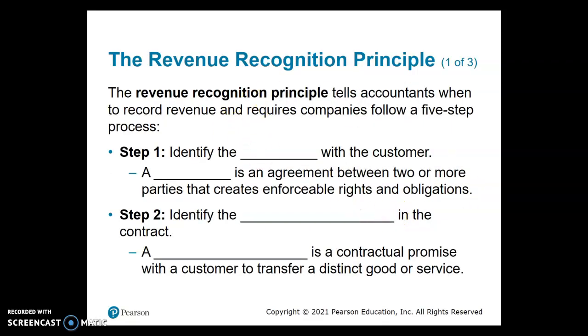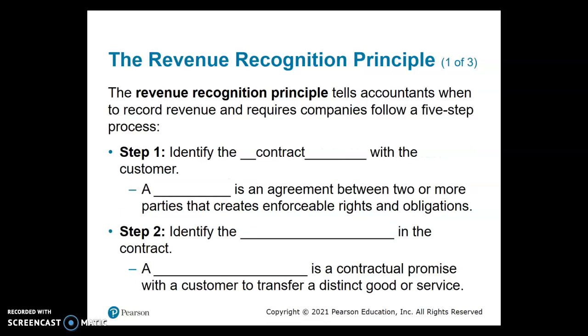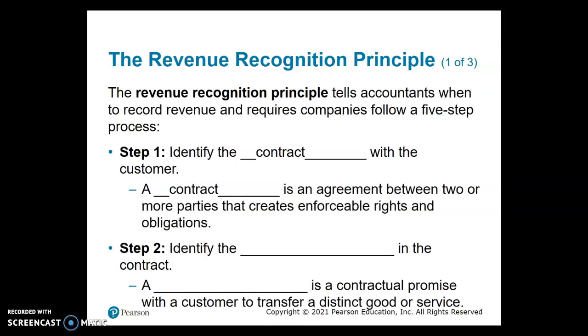All right, let's go over the revenue recognition principle. The first step is to identify the contract with the customer. Okay? The revenue recognition principle tells accountants when to record revenue, and it is a 5-step process. So the first step is identify the contract with the customer. A contract is an agreement between two or more parties that creates enforceable rights and obligations.